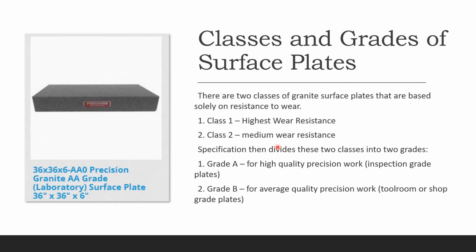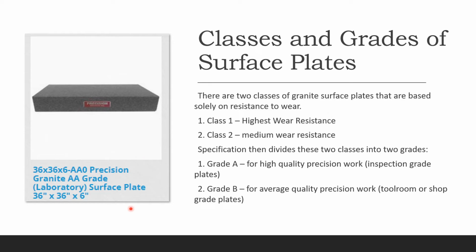Specification, then we divide these 2 classes into 2 grades. We have grade A and then grade B. Some of the companies go by Granite AA grade. Grade A is for high quality precision work, and we use it in inspection. Grade B is for average quality precision work, and we use it in the toolroom or shop.